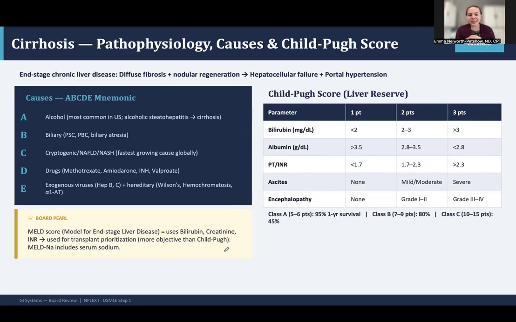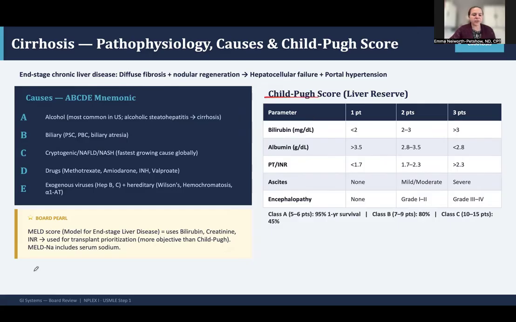Causes are your A, B, C, D, and E's. So alcohol is the most common in the United States. And alcoholic steatohepatitis can lead to cirrhosis. Biliary causes, lots of different options, but biliary causes can also back up and lead to cirrhosis. Cryptogenic, NAFLD or NASH, this is the fastest growing kind of cause globally. Different drugs, and then exogenous viruses, typically Hep B and C, or hereditary with Wilson's disease, hemochromatosis, alpha-1 antitrypsin deficiencies, etc. What else?